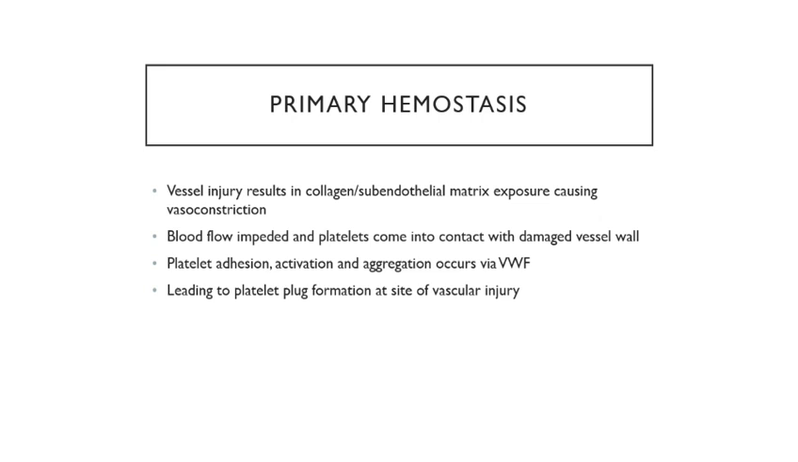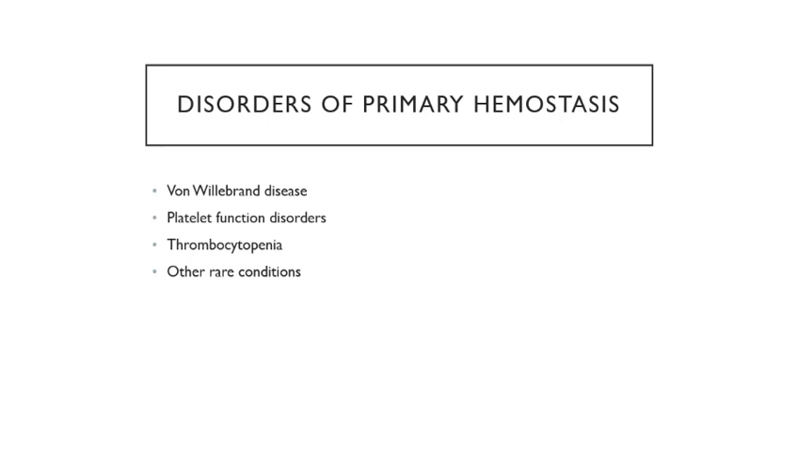Primary hemostasis begins immediately after vascular injury. It involves the constriction of blood vessels to reduce blood flow, followed by the adhesion of platelets to the exposed subendothelial matrix, primarily mediated by von Willebrand factor. These platelets become activated, release granule contents, and recruit additional platelets to form a temporary platelet plug. Disorders of primary hemostasis would include von Willebrand disease, platelet function disorders, thrombocytopenia, and other rare conditions.